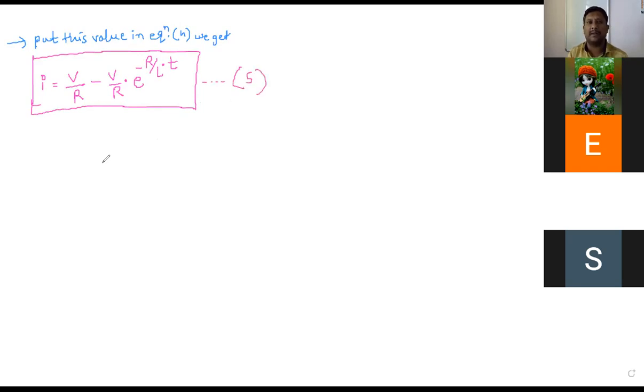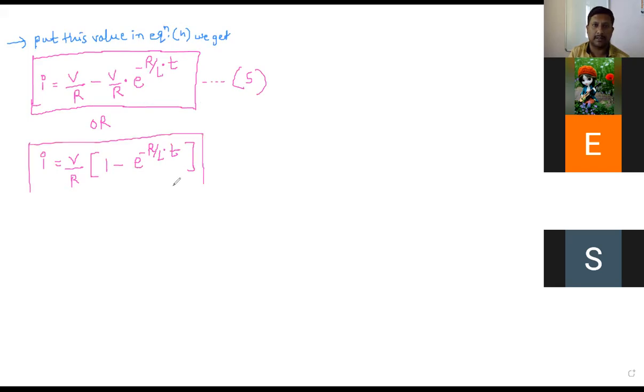Or you can further simplify: I is equal to V by R, you can take common. In the bracket, what is remaining? 1 minus e raised to minus R by L into T. So this is also acceptable. Combine with equation number 5. Okay, so V by R is the steady state response, and the transient response is minus V by R into e raised to minus R by L into T. That is the transient response.